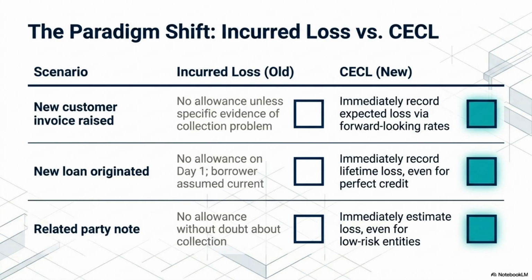Under the old model, a new loan originated on day one carried no allowance because the borrower was presumed current. Under CECL, lifetime expected credit loss is recorded on day one, even for a borrower with a perfect credit history. For a related party note, the old model required doubt before any allowance was recorded. CECL requires an estimate even for low-risk related parties. The paradigm has shifted from reactive to proactive.